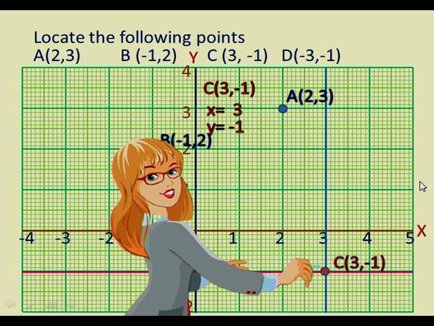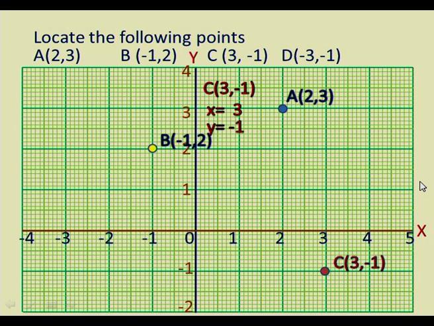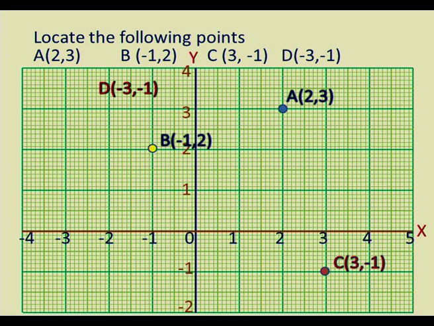Are you clear now? Now, the last one, what is that one? Point D. D is equal to minus 3 comma minus 1. Where is it? X is equal to how much? Minus 3. Y is equal to the same, minus 1, you are going to get here. So, in that case, where to locate it? Same case, x is equal to minus 3, I have to draw a line, that is a blue line you are able to see, and y is equal to minus 1, pink line. The intersection point of these two lines is here.